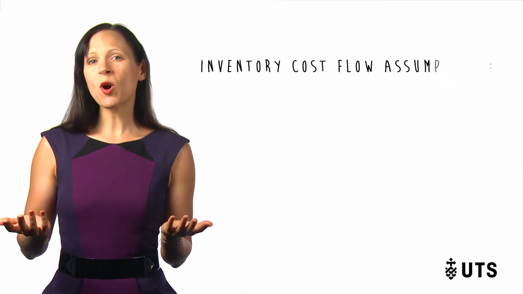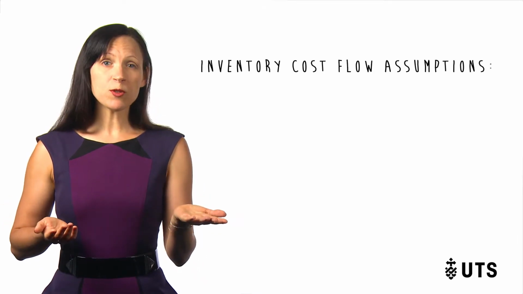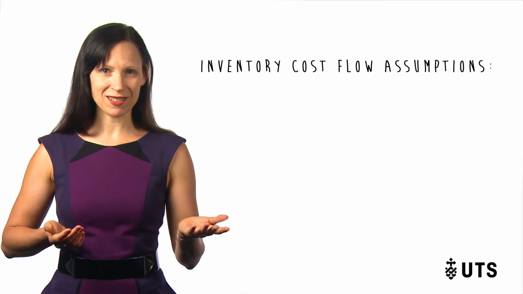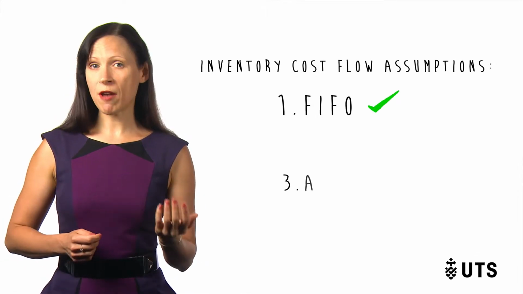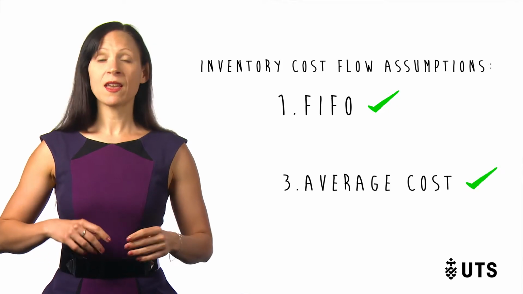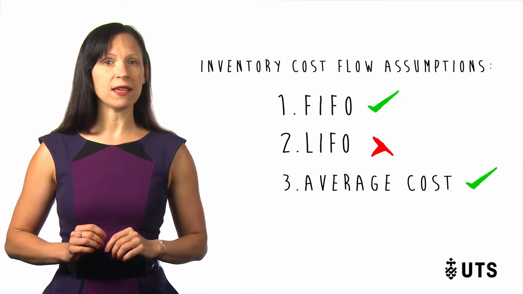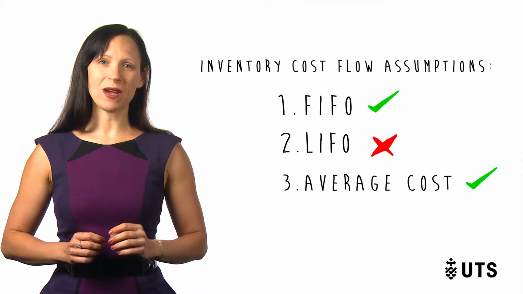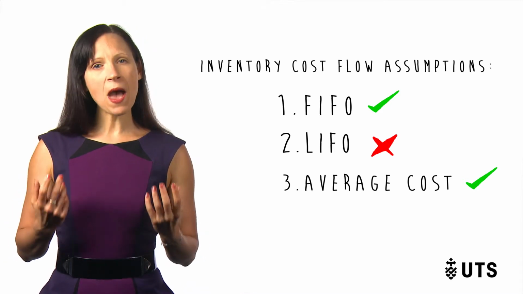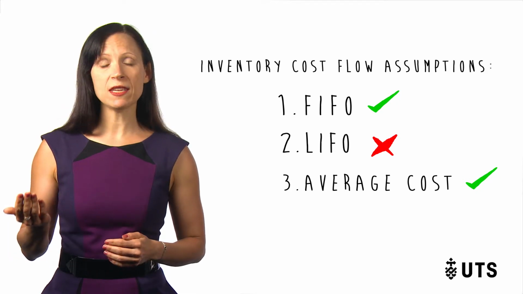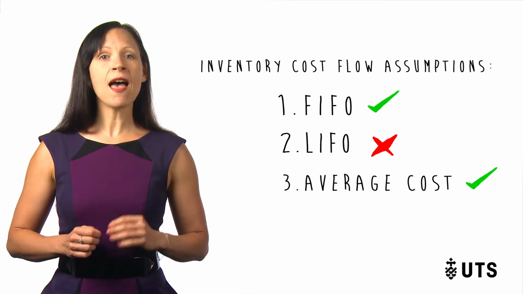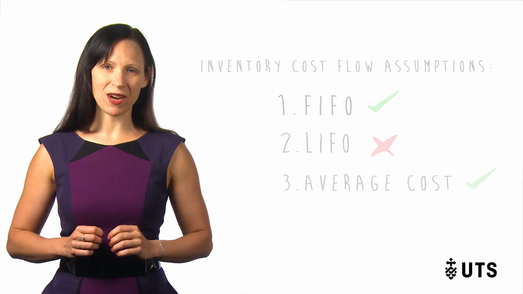So which inventory cost flow assumption do we use for your favourite mass-produced product? We can choose from FIFO or average cost. LIFO is not allowed in Australia, but it is common in the US. The power of having choice of accounting policy is that we can choose the inventory cost flow assumption that best suits our business operations.